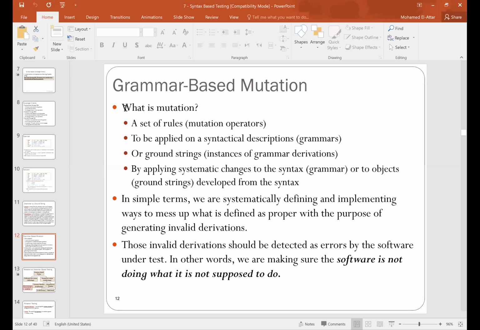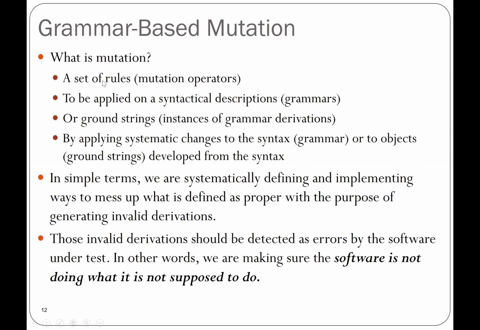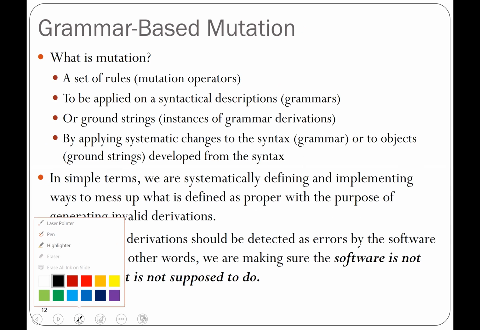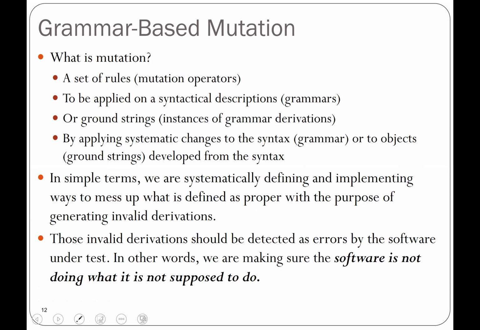So what are we going to do when we're doing mutation testing? We have a set of rules, and these rules are called mutation operators. These are the actual ways I mess up with something, and I can apply them either to the grammar or to the ground string.